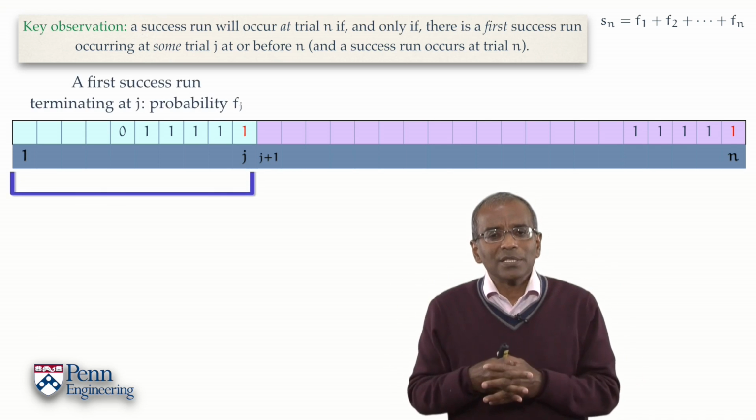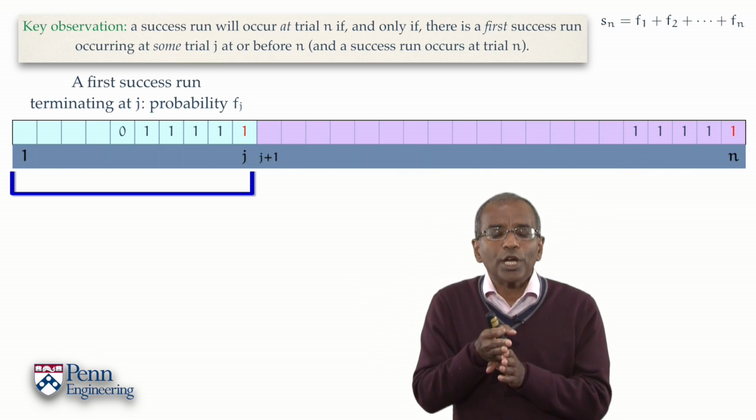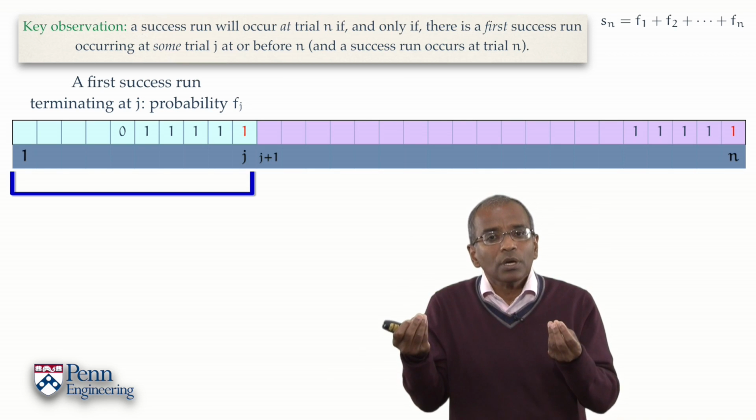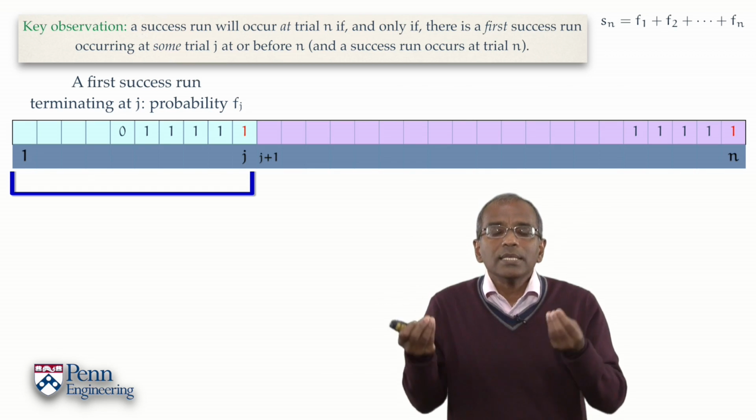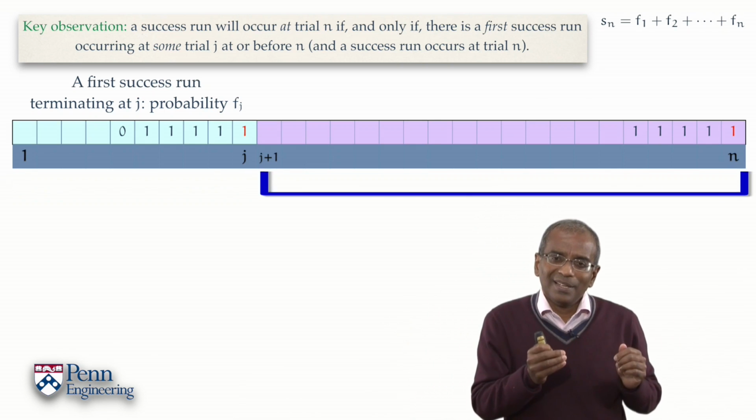In the first piece, we have a first success run occurring at trial j. By definition, the probability of that occurrence is f_j. Now, what about the second piece?